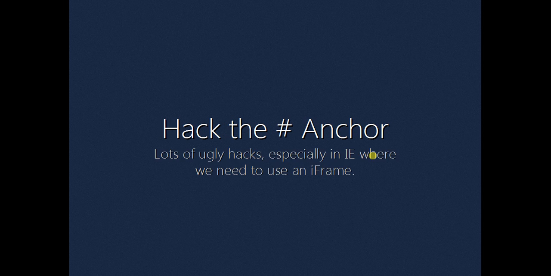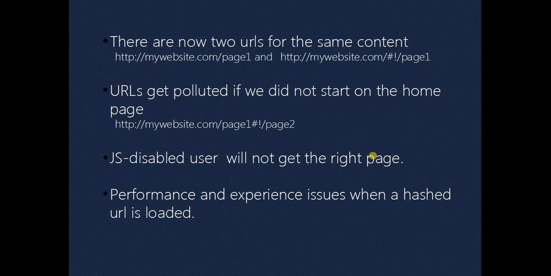Later Google introduced a thing called hashbang. You might have noticed URLs like this: a hash followed by an exclamation mark. Earlier Facebook, Twitter, and others used these mechanisms. I'm not going deep into this hashbang stuff because it's not the topic we are covering.